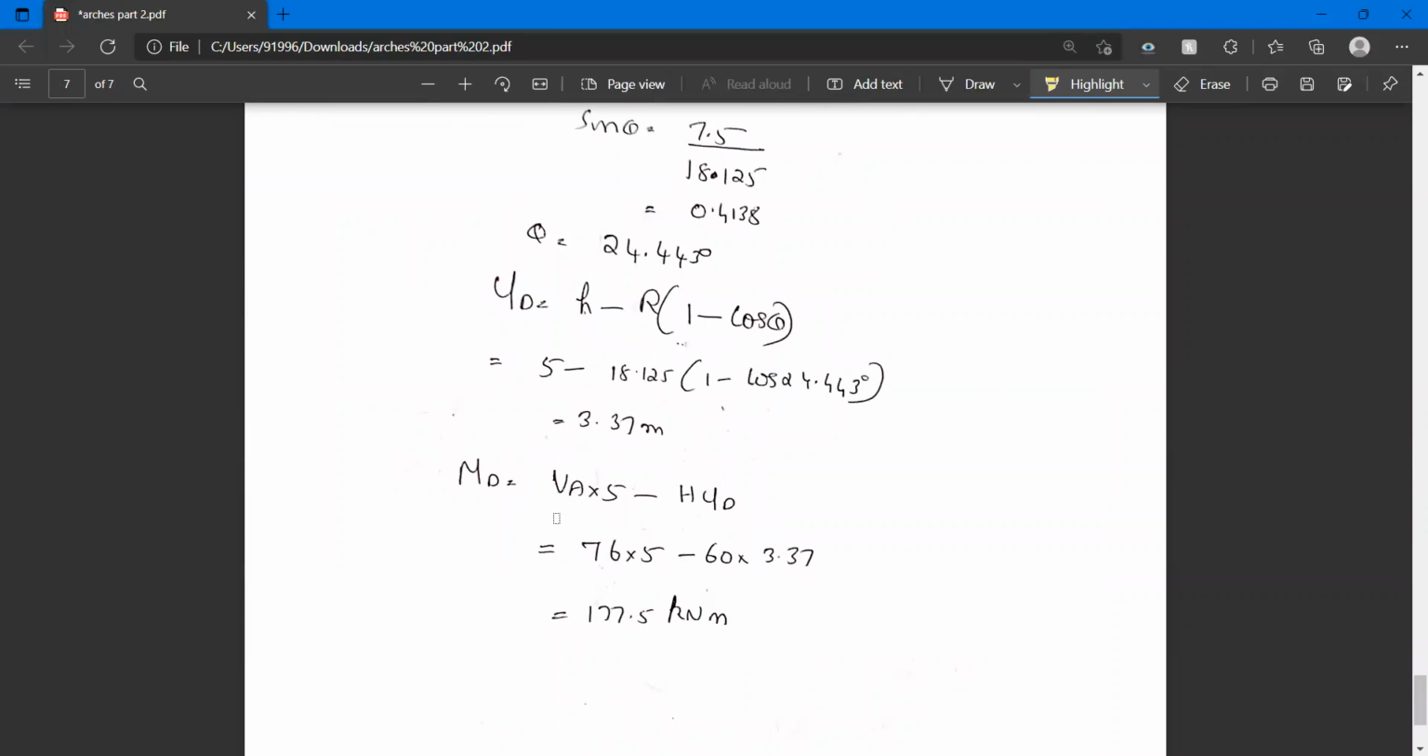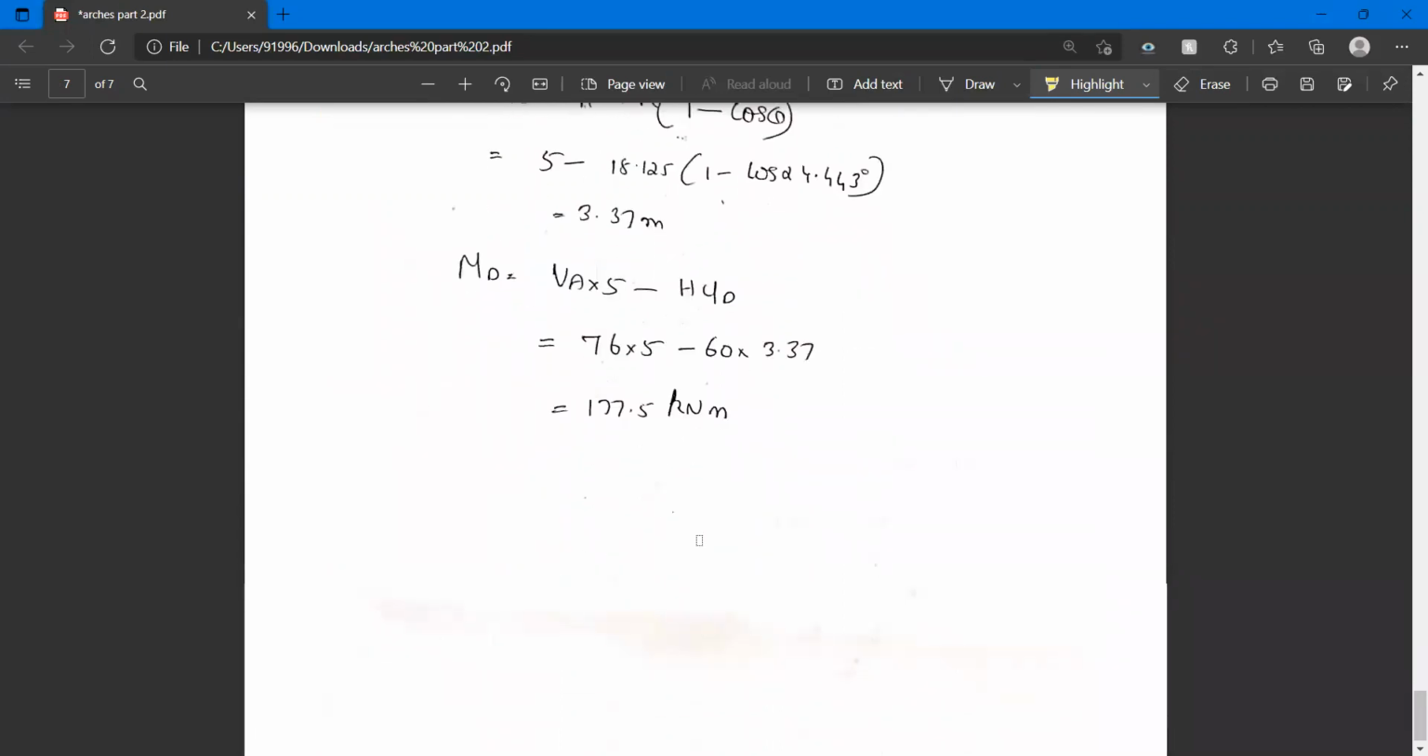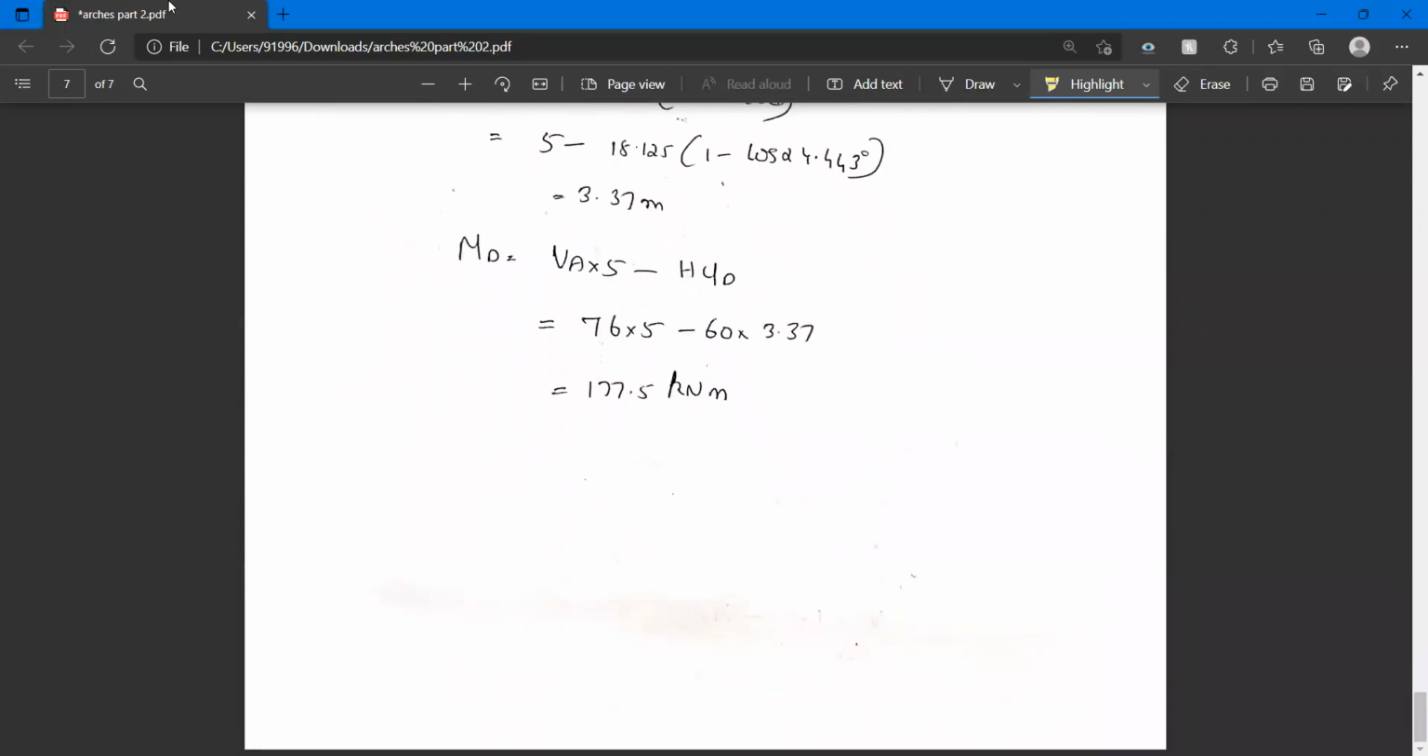Now you can find moment at D. Moment at D is equal to bending moment at D is equal to moment of all the forces coming till that section. VA into 5 minus H into 5 by D. Okay. Now we got the bending moment also. We will see all other problems in the next video.